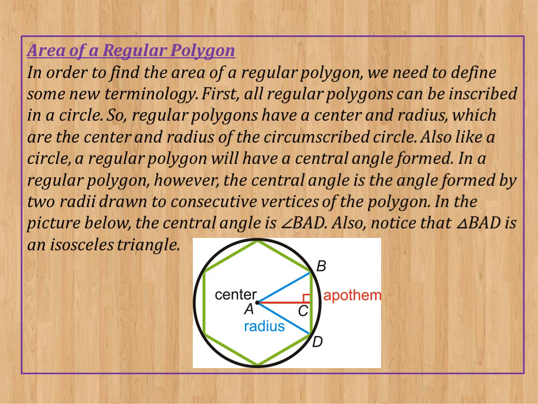In a regular polygon, the central angle is the angle formed by 2 radii drawn to two consecutive vertices of the polygon. In the picture below, the central angle is BAD. Angle BAD is the central angle. Also notice that triangle BAD is an isosceles triangle, because the distance AB is the same as AD, which is equal to the radius of the circle, and which is also the radius of the polygon.